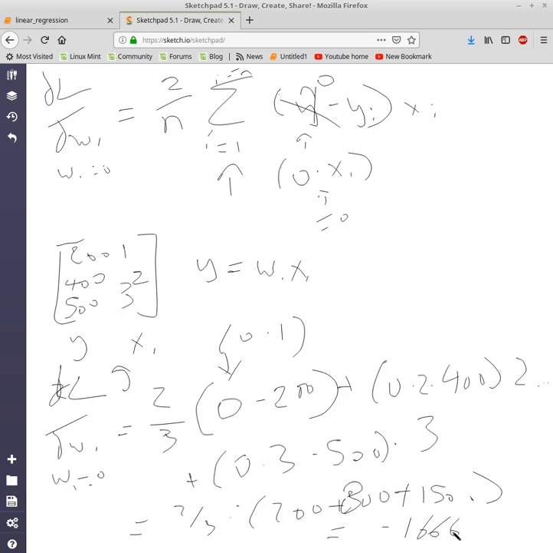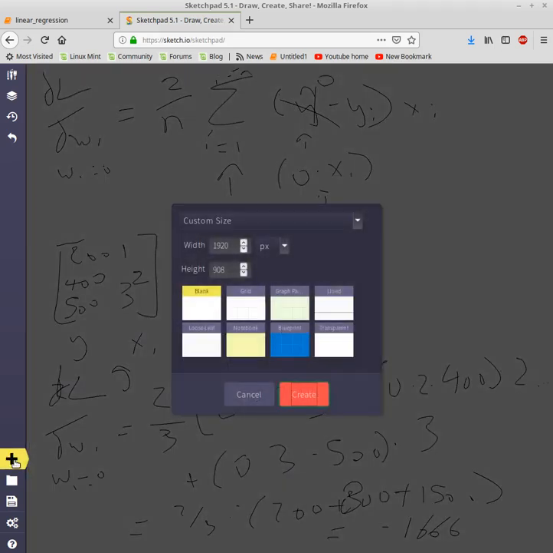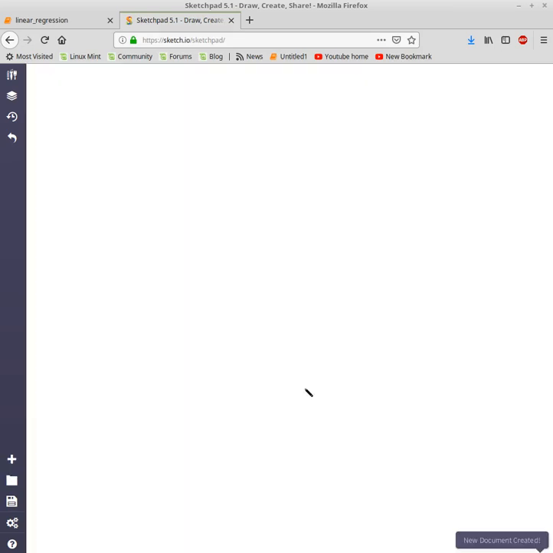And so let's remember that. So this is dL/dW1 for this set of equations, for this set of data, at W1 equal to 0. Let's remember that and go on to a new sheet.